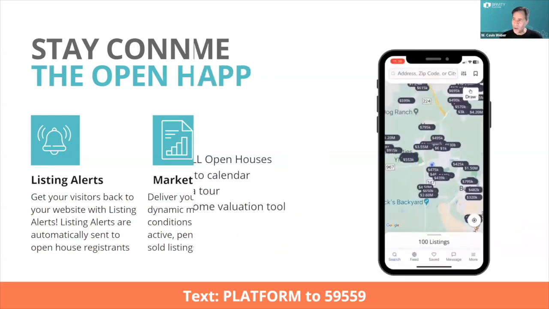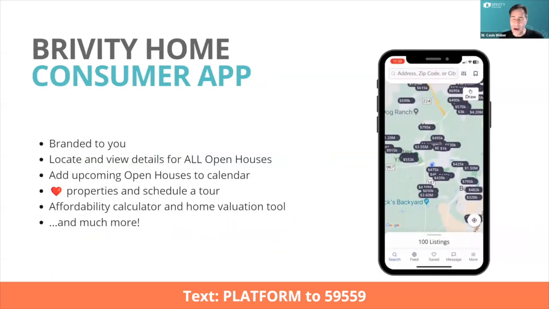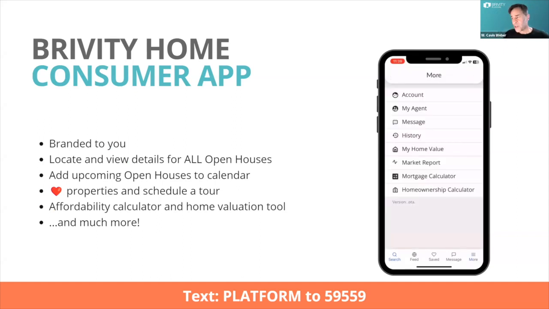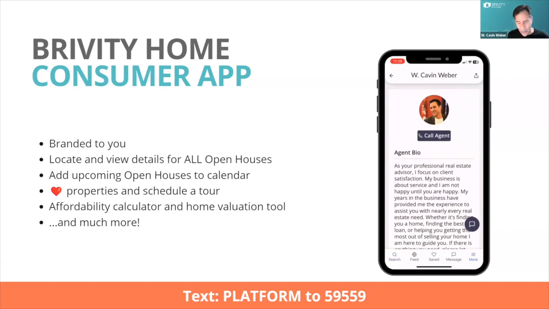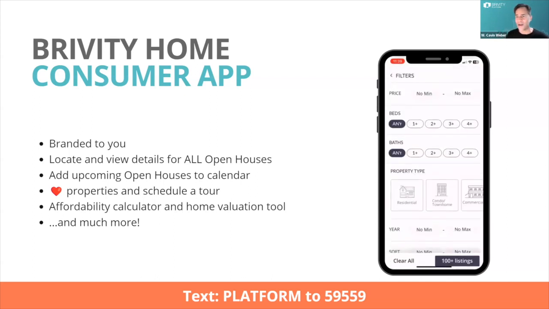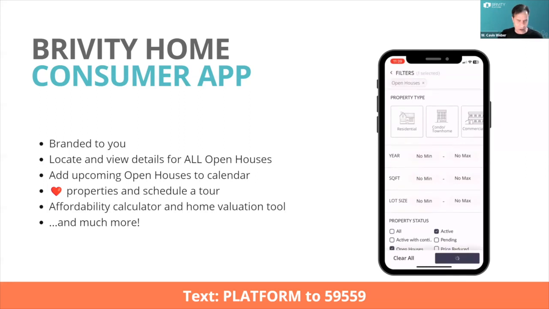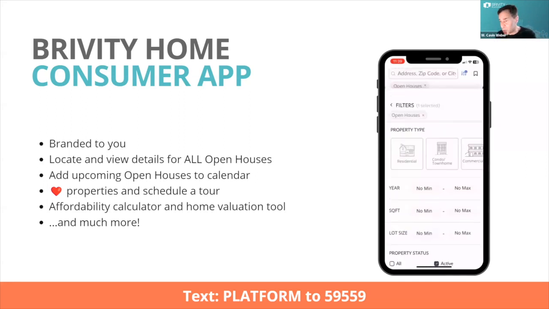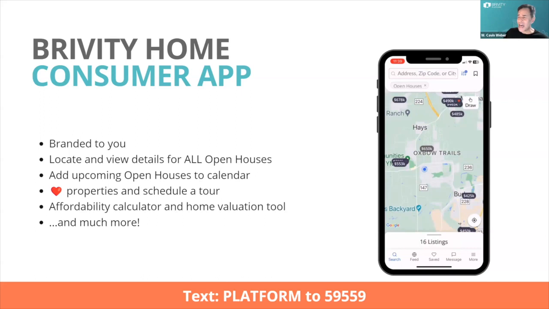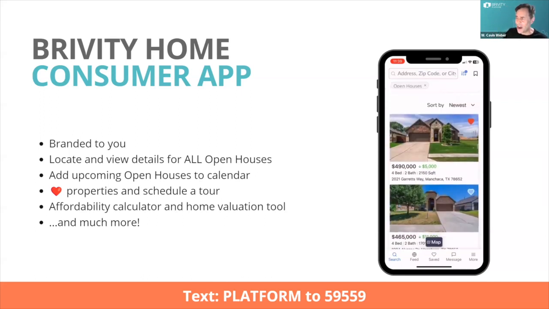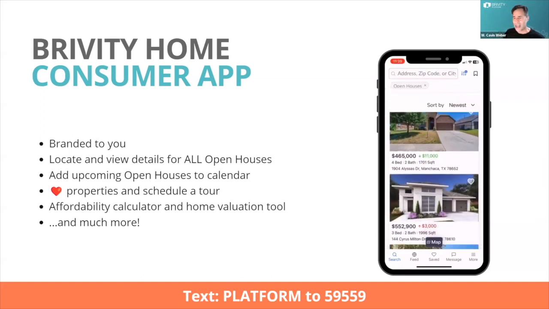And then the other way we're going to stay connected to them is by sending them our home app. The Brivity Home Consumer app is a part of the Brivity platform. So they get to see all of the properties that are available in any area. Plus, they get to see any open houses that are available simply by filtering for open houses. Not only that, but any home that they find that's open, they can add it to their calendar.